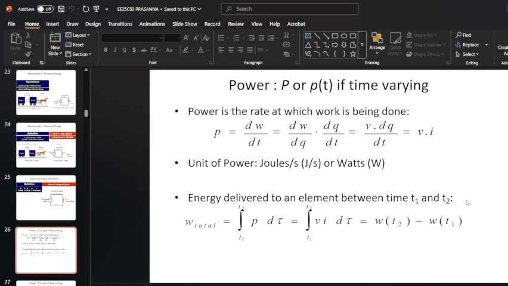So the energy delivered to an element between T1 and T2 is indicated like that: the integral from T1 to T2 of P dt. We can substitute that, and after that we get VI dt. What is the meaning of that? We get the final integral, W(T2) minus W(T1), upper part minus lower part, right?